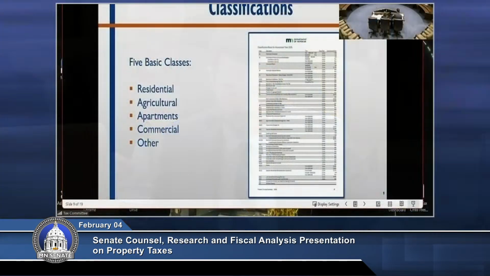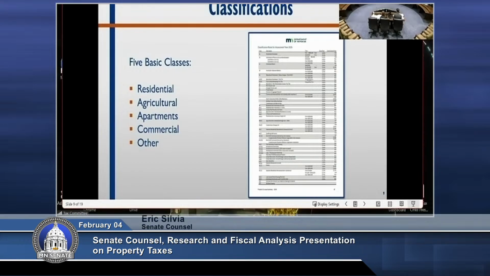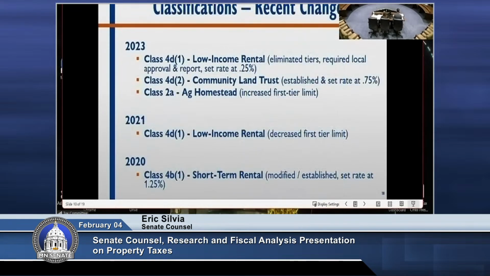And moving to the next slide, Ms. Jerry mentioned the 5 basic classes, but you'll note, looking at the sheet, there are certainly more than 5 classes. That's because of the several subclasses. And similar to the exemption slide, I also thought the committee would be interested to know some of the classification changes that the legislature has enacted.